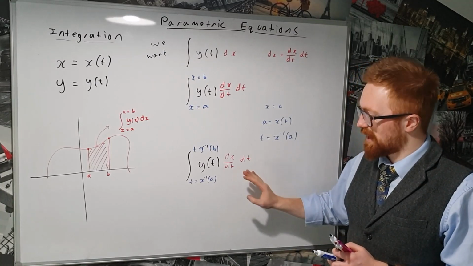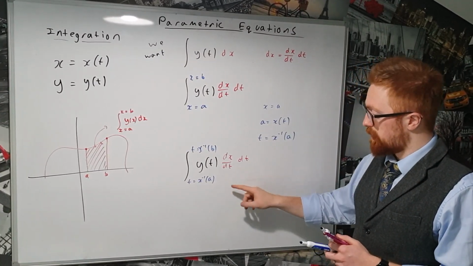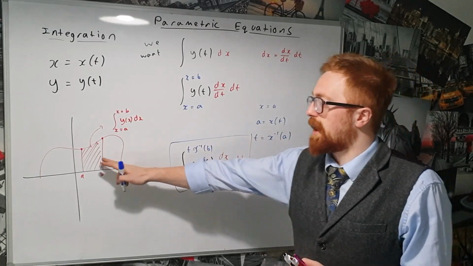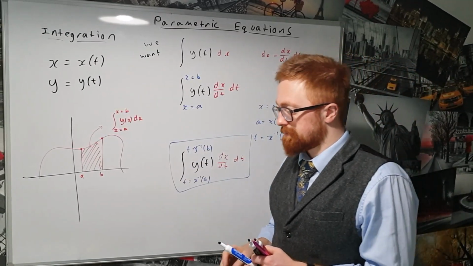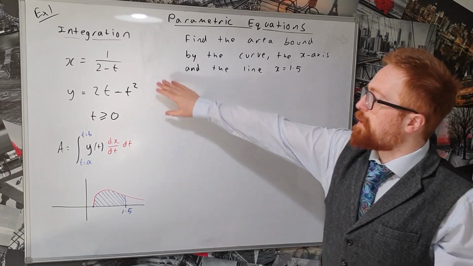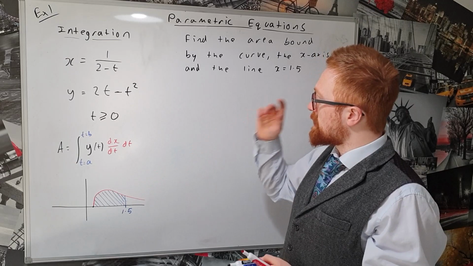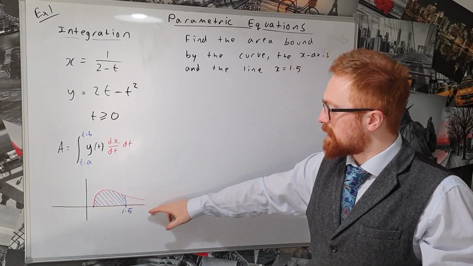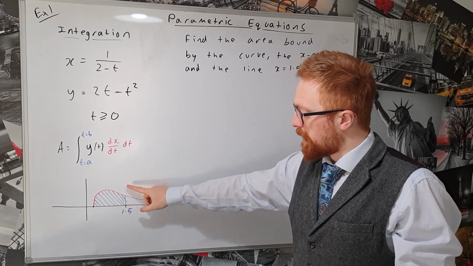And in a moment we'll have a look at exactly how to use this, but this is a really handy formula to have when we're looking at areas of parametric curves. Okay, so on to our example here. So we're given this curve parametrically, and we're asked to find the area bound between the curve, the x-axis, and the line x equals 1.5.